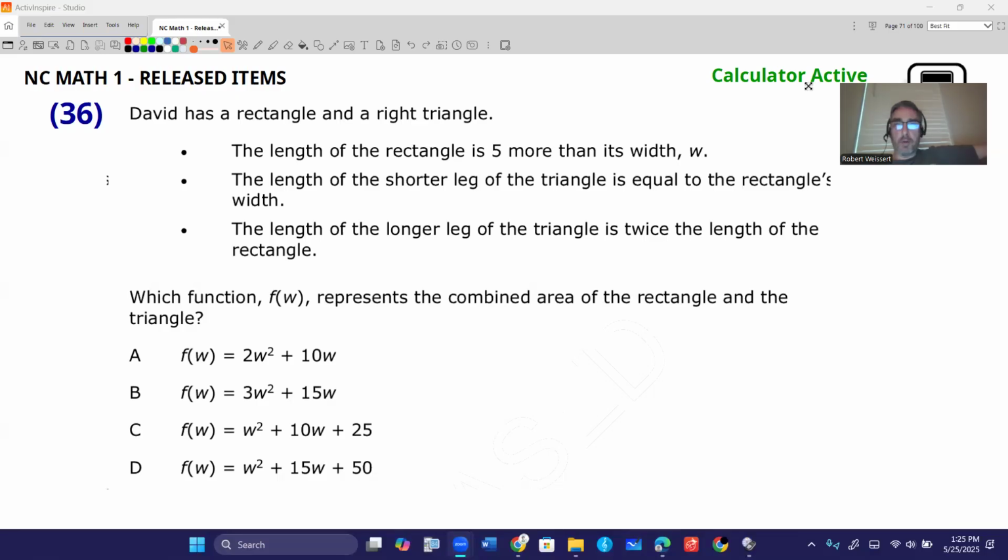Question 36 from the North Carolina Math 1 released items from the calculator active section. David has a rectangle and a right triangle. The length of the rectangle is 5 more than the width, W. The length of the shorter leg of the triangle is equal to the rectangle's width. The length of the longer leg of the triangle is twice the length of the rectangle. Which function, f of W, represents the combined area of the rectangle and the triangle?